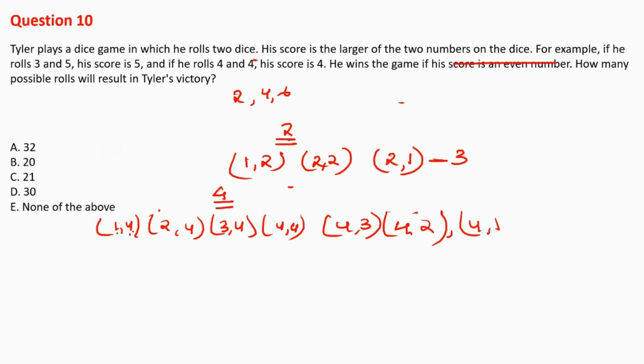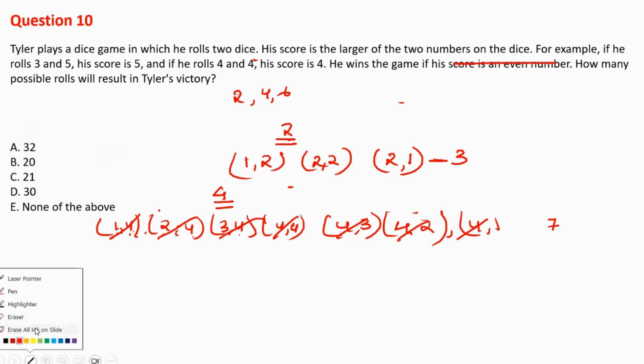First die is having 1 and second die is having 4, then first die is having 2, second die is 4. Again, the third possible outcome is first die having 3, second die having 4, and so on. So in this way, these are the possible outcomes where 4 would become the greater and the even number. 1, 2, 3, 4, 5, 6, and 7 possible outcomes. Similarly, if we consider 6, 7 plus 3, 10 possible outcomes we have so far.